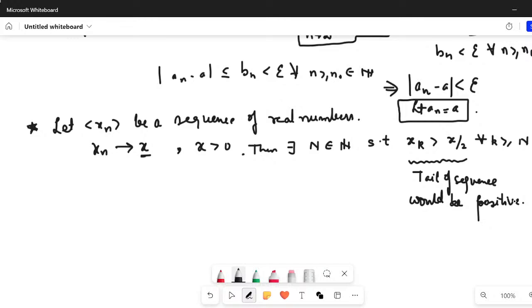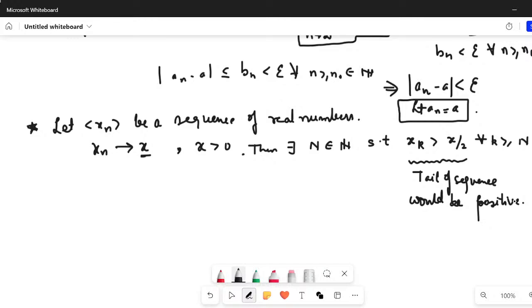I mean, the statement is clear. The statement says that let xn be a sequence of real numbers, and if xn converges towards x, where x is a positive real number, then there would exist some natural number n such that xk would be greater than x by 2 for all k greater than or equal to n. What does it imply? It implies that after a natural number n, elements of the sequence would be greater than x by 2. That is half of the limit stated.